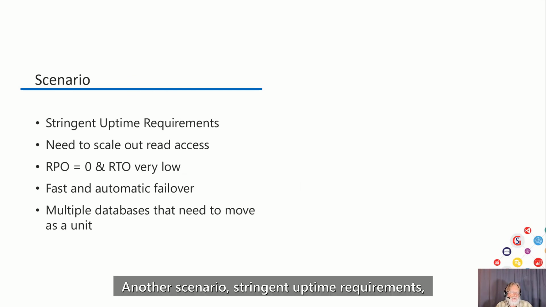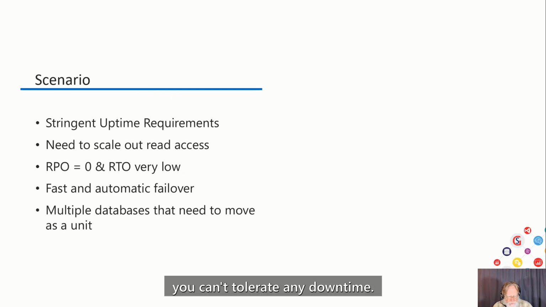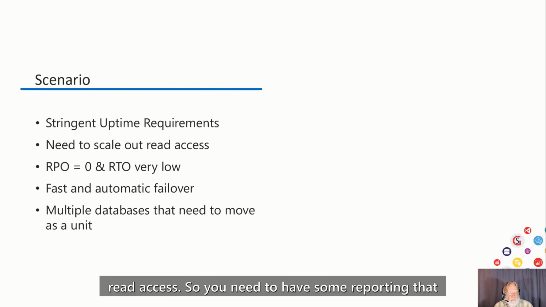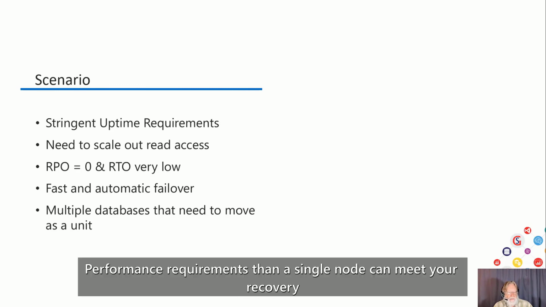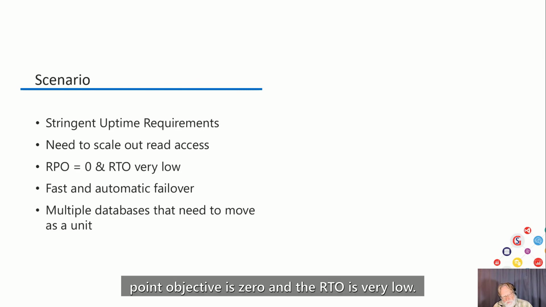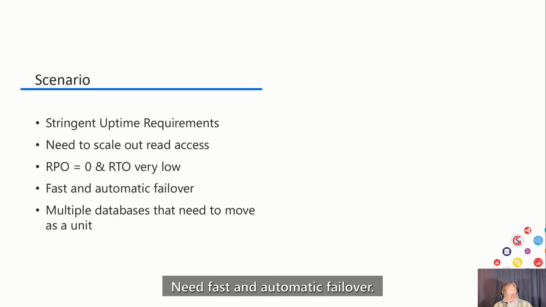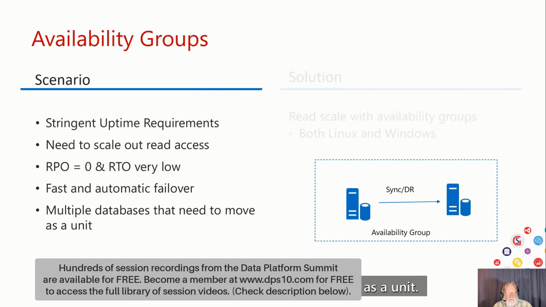Another scenario, stringent uptime requirements. You can't tolerate any downtime. You need to scale out read access, so you need some reporting that has more performance requirements than a single node can meet. Your recovery point objective is 0, and the RTO is very low. You need fast and automatic failover, and multiple databases that need to move as a unit.